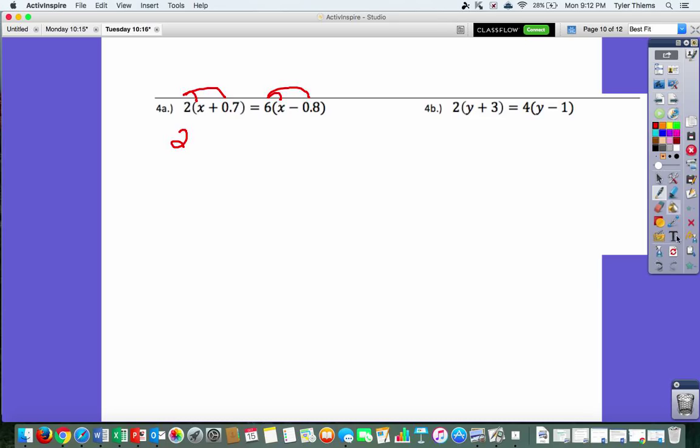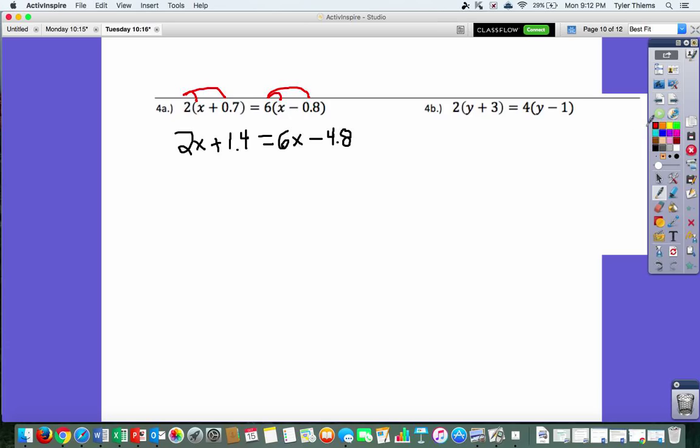So first we have, hold on real quick, let me change colors here. We're going to go 2 times x is 2x. 2 times 0.7 or 7/10 is 1.4 equals 6 times x is 6x. And 6 times a negative, careful that negative sign here, 6 times is 4.8.